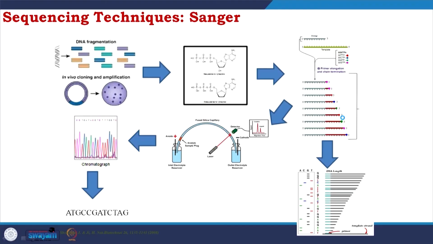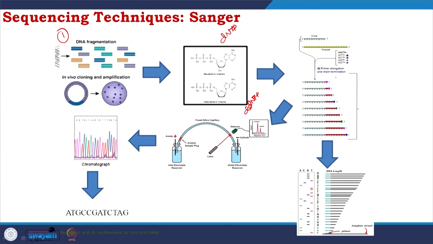sequencing. What is Sanger sequencing? In the first step, you have the DNA, you make the DNA fragments, then you add dNTPs as in PCR, but in addition to that you will add ddNTPs. Then you continue the PCR, so there would be a competition. Whenever a ddNTP enters the DNA, it would stop. So, you get a series of different fragments.